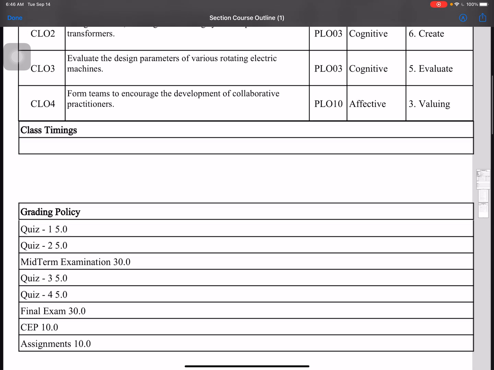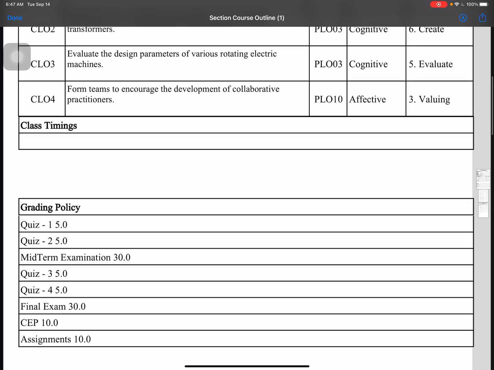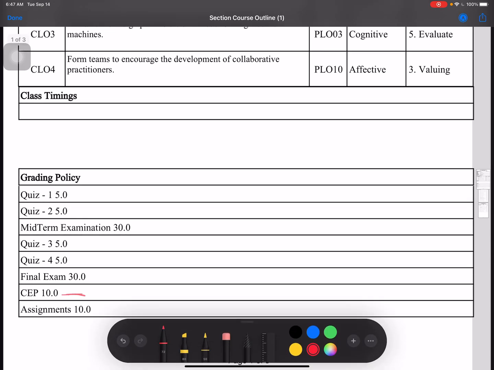The fourth CLO is for teamwork or team development, and that is most probably going to be done in the complex engineering problem of this course, and that will be done for the lab also. So the complex engineering problem, this one CEP, is going to be done in the lab also. There are going to be 4 quizzes, as you can see marked over here. The midterm examination is going to be 30, the final exam also 30. We can change this later on and make this 25 and this 35, and so on. And the CEP and assignments are also going to be a very important part here.